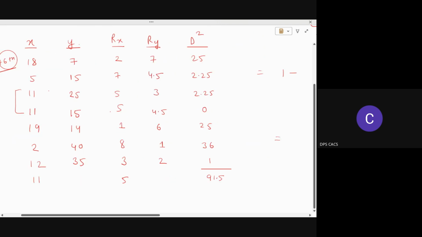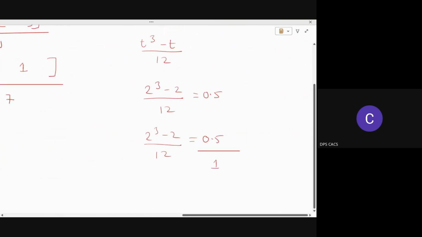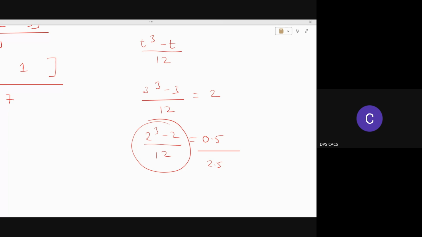And when you are doing this, then t cube minus t by 12 will become 3 cube minus 3 by 12 for the x column. But for the y column it is the same, which is actually 2. So 2.5 will be the total. I am just modifying figures for your understanding. Have you understood this? In one column, sir, can 2 figures be repeated? Yes, this can also happen. In one column, you can have 2 tie cases.